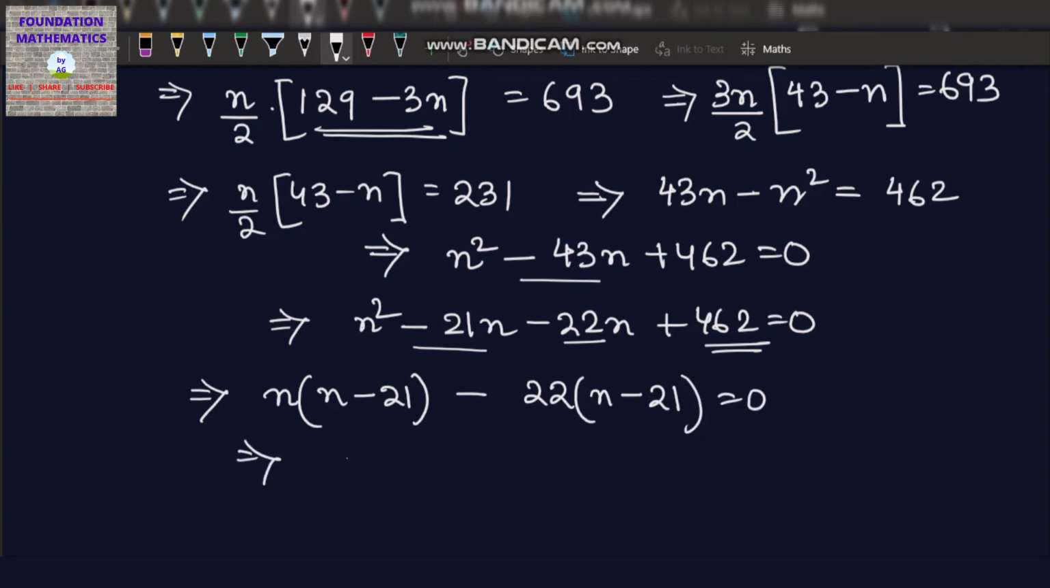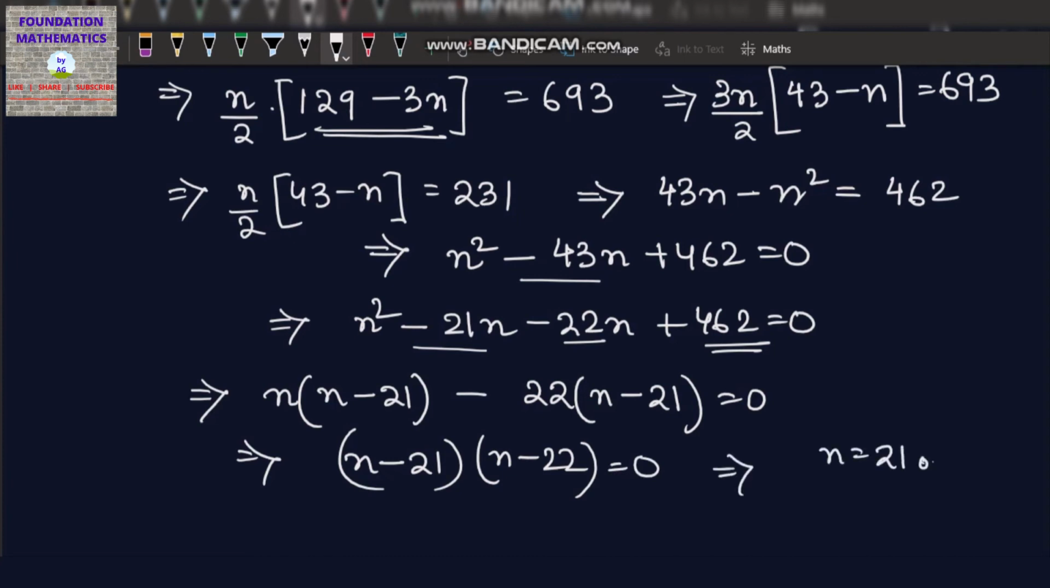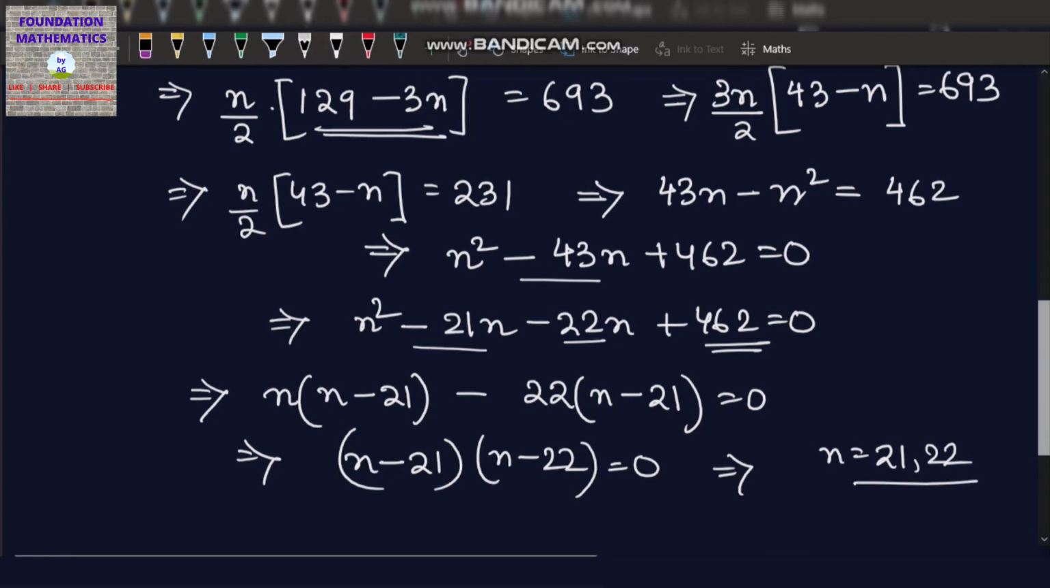So you are getting two answers. You are getting two values of n. One is 21 and one is 22. Quite interesting, right? So n is 21 or 22. Rather, it will take both the values. Okay. So basically, we have to justify this double answer.